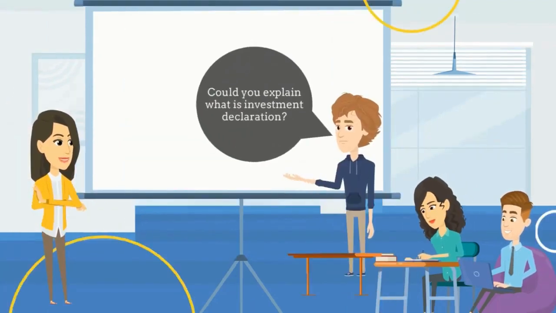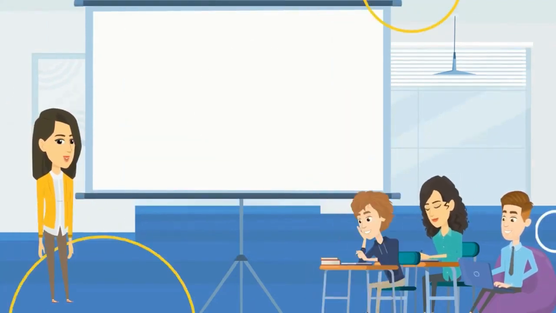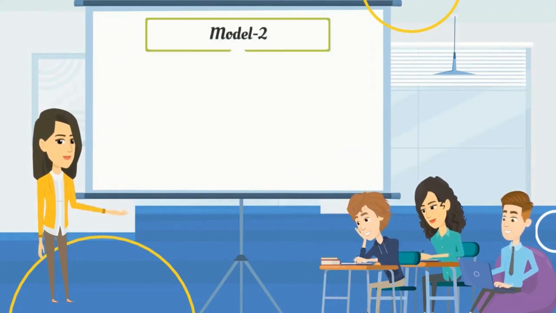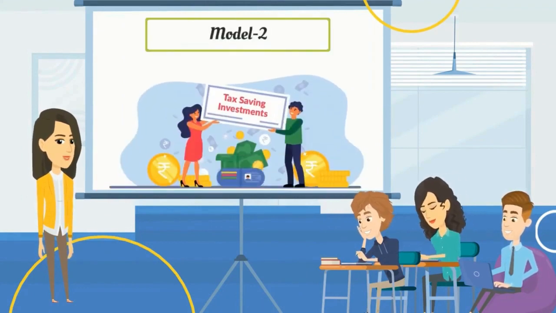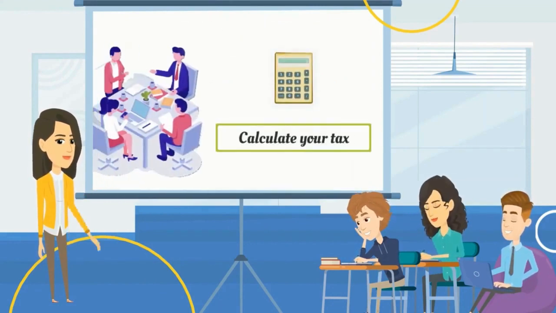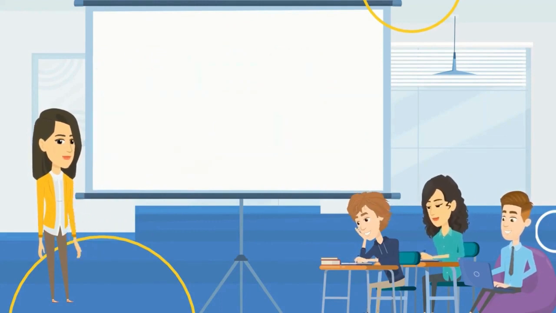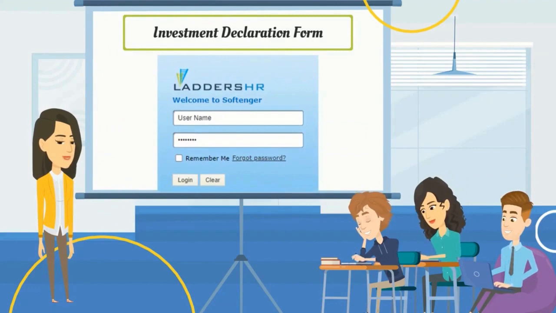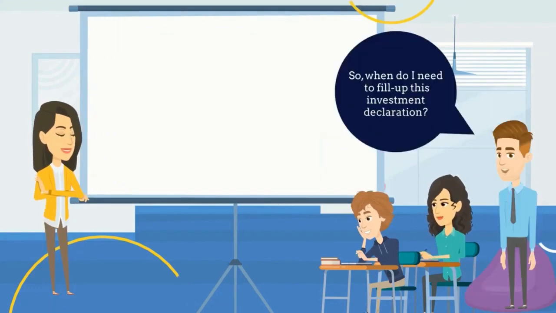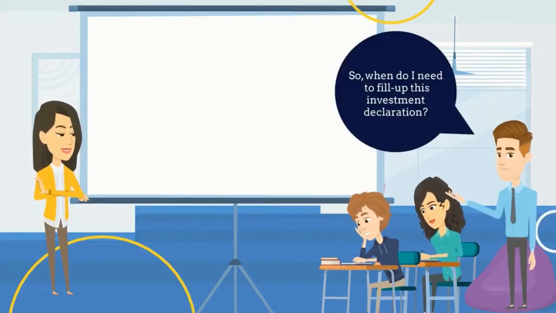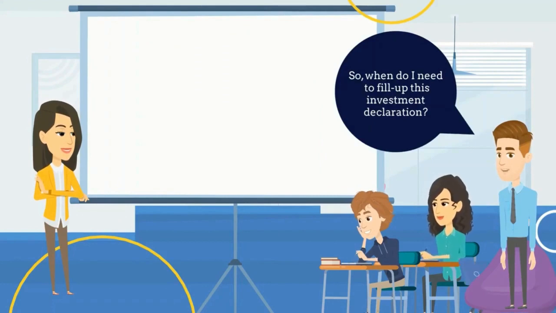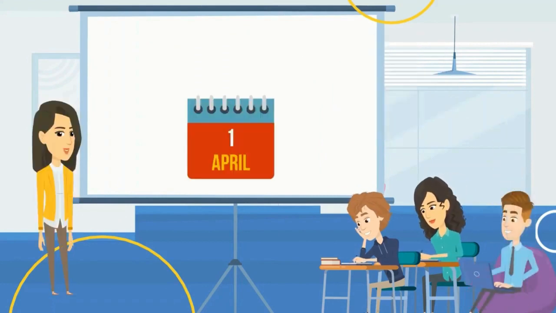Could you explain what is investment declaration? In case you choose Model 2 as the taxation model, the company needs to understand your plans for tax-saving investments so that they can calculate your tax correctly. It will use your data collected via investment declaration form on HRMS portal. So, when do I need to fill up this investment declaration?